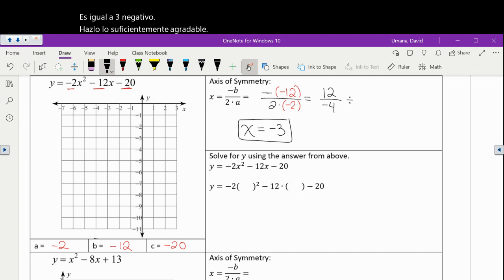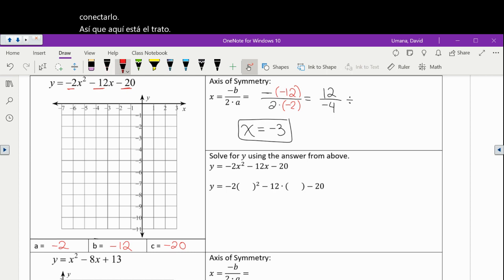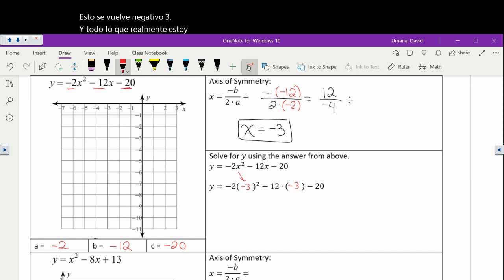This is what I called step 1 last week. On the handout that we worked on last week, I called this step 1. As soon as I know this answer, I now go to step 2. But step 2 is just plug it in. So here's the deal. Since my number is -3, this is set up in a certain way so that you automatically can see it this way. This becomes -3. This becomes -3. And all I'm really doing there is I'm replacing the x with the number.